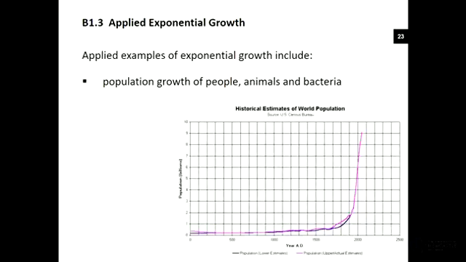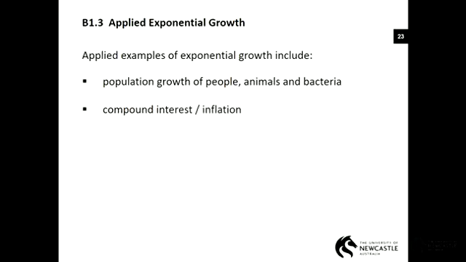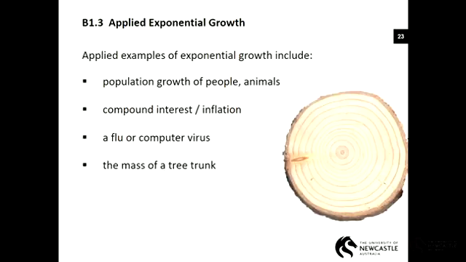So what that leads us to is applied examples. Maybe population growth of people, animals, bacteria. I've already mentioned that. Yeah, we grow exponentially. Compound interest and inflation. We don't do inflation, we do compound interest. I admit I hate financial maths. Probably shouldn't, but I do. We only look at compound interest and depreciation, okay? No inflation. But we'll get to it and you'll see actually it's the exact same thing we've just been doing. Soon. A flu or computer virus, they grow exponentially. Mass of a tree trunk.